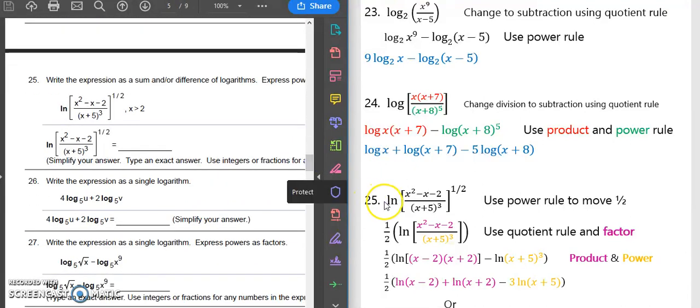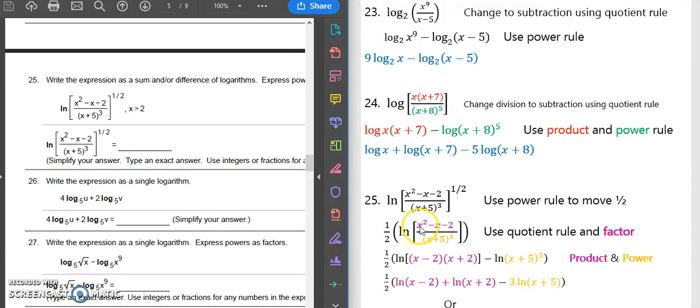Number 25, they start out with the natural log of this expression here. So first we want to use the power rule because this entire expression is all raised to the 1/2 power. So we want to bring a 1/2 down in front and then begin to work on the expression that is on the inside now. So we're going to use the quotient rule of this. So we'll take the numerator here and separate it from the denominator using subtraction.